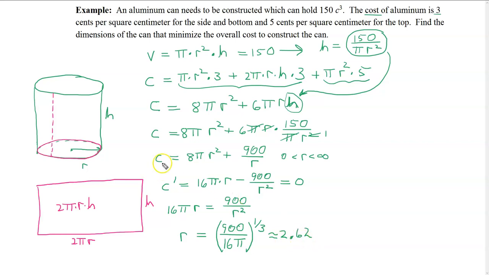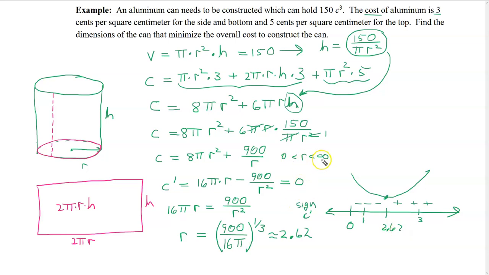Now this is where your cost function has a minimum. Technically you should verify that using a number line. If you look at the sign of C prime, you don't have to do this every time you do these problems. If you pick test points around 2.62, like 1 and 3, and you plug these numbers into the derivative, you see that when you put 1 into the derivative, you'll get a negative number. If you put 3 into the derivative, you will get a positive number. So that tells us that the function c is decreasing and then increasing. So yes, 2.62 is an absolute minimum over this interval.